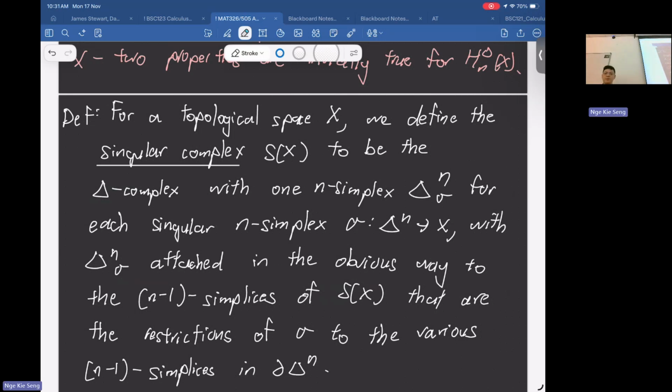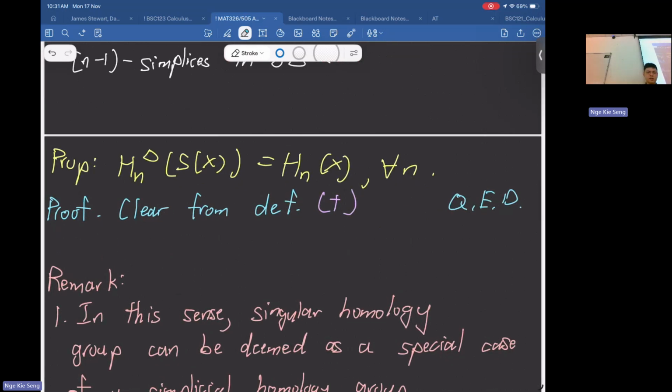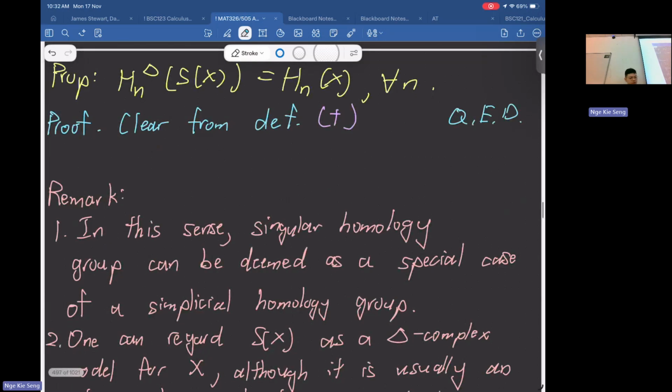For each singular n simplex, we just choose one n simplex, that is enough. And then we attach in the obvious way. The faces have to match up. And the rest of this junk here is to tell you that the boundary has to match up. And then the claim is this simplicial homology here is the same as the singular homology. In this sense, singular homology can be seen as a special case of simplicial homology.